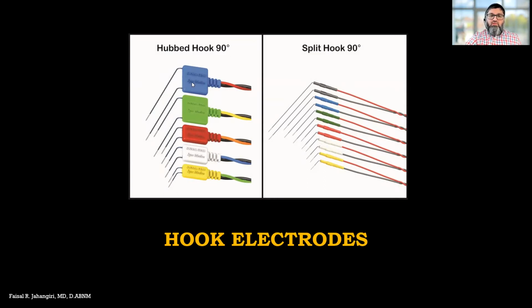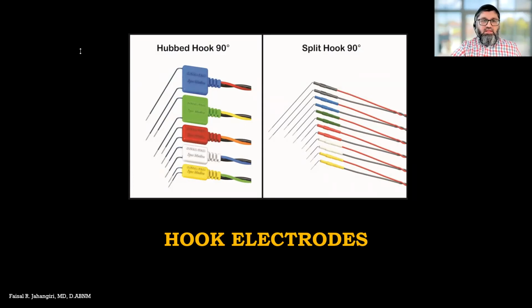The hubbed ones are fixed, so the distance is fixed, and with the split one you can change the distance between the two electrodes. If the patient has a higher BMI, you can use a longer electrode, especially for quadriceps, which is what the published paper covered. If you're recording from the quadriceps muscle in a high BMI patient, you might not get any signal from a regular 13 millimeter electrode.